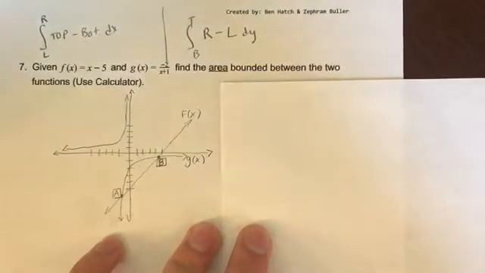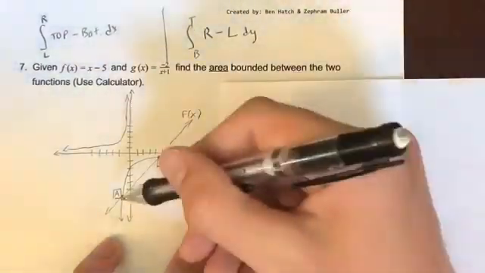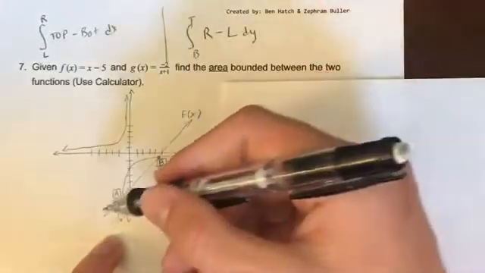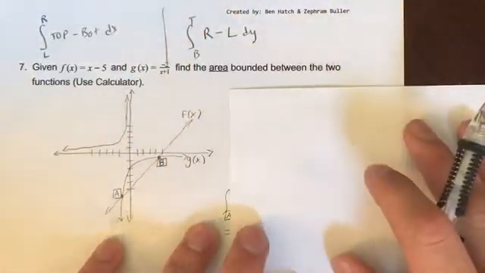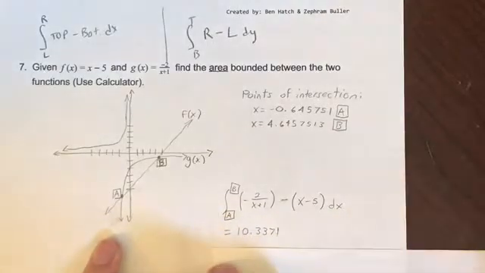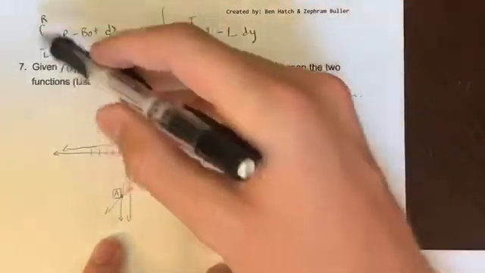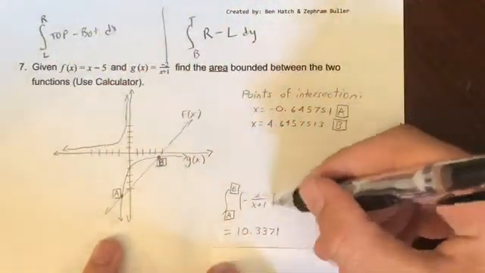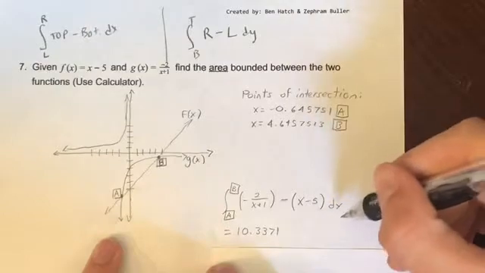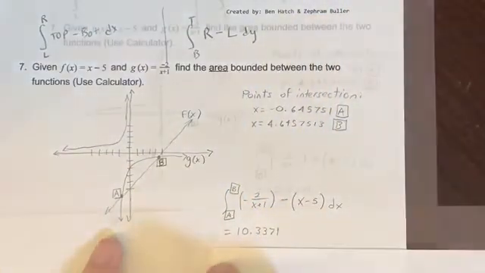So what I have drawn right here is what your calculator is going to look like. Sometimes I like to draw a sketch so I can see it for myself and have my own points. And you're going to find the points of intersection on your calculator and store them as A and B. And after you have done that, it's fairly simple. All you have to do is have the integral from A to B, left to right, of the top equation minus the bottom equation dx. And you should get 10.3371.